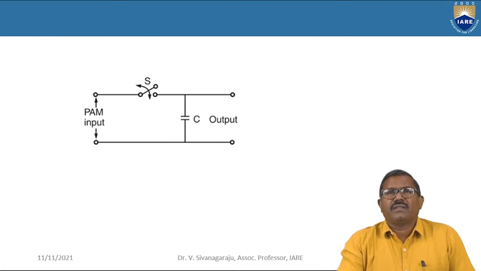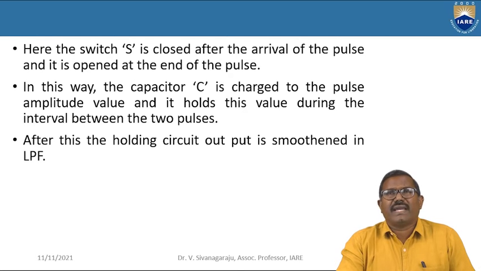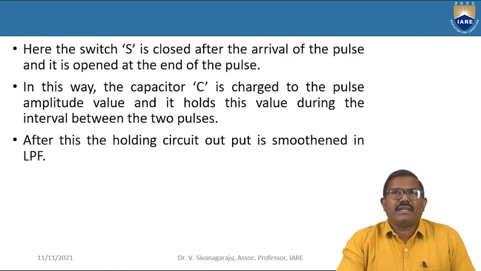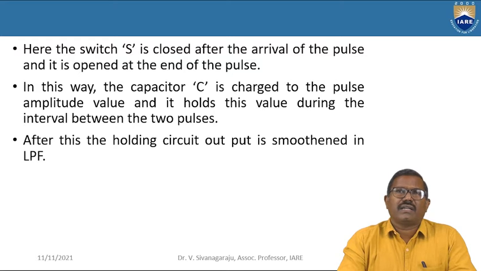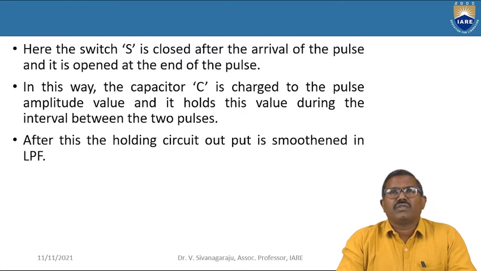So here the switch S is closed after the arrival of the pulse. What is the pulse here? The input signal, the pulse amplitude modulation, and it is opened at the end of the pulse. So after entering the pulse, the switch is again open. In this way, the capacitor C is charged to the pulse amplitude value, and it holds this value during the interval between the two pulses.